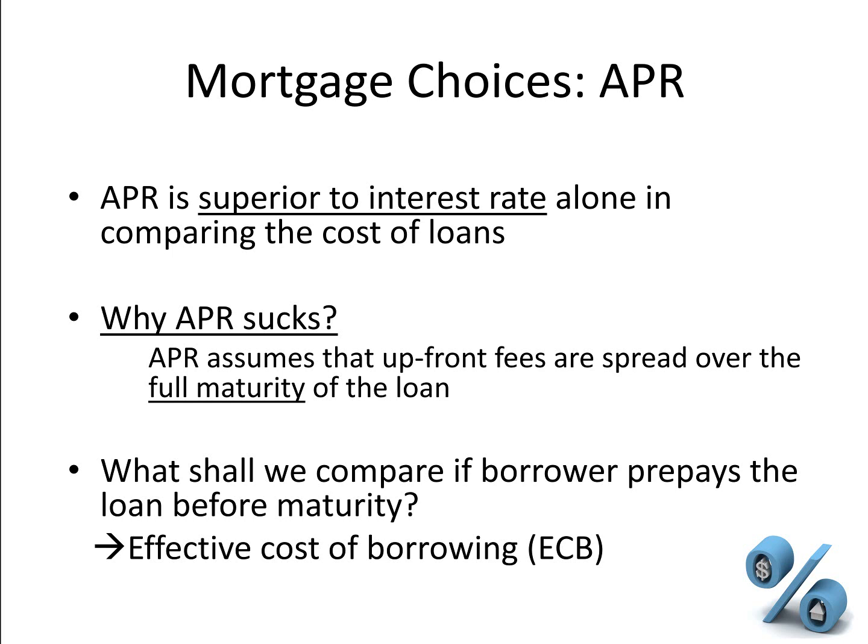Annual percentage rate is superior to interest rate alone in comparing the cost of loans, taking into consideration all the upfront fees. But it assumes the upfront fees will be spread over the full maturity of the loan, which is usually not true. Borrowers very commonly prepay their loan before maturity. So what shall we compare if borrowers prepay the loan before maturity? We use the term effective cost of borrowing if the loan has been prepaid before maturity.